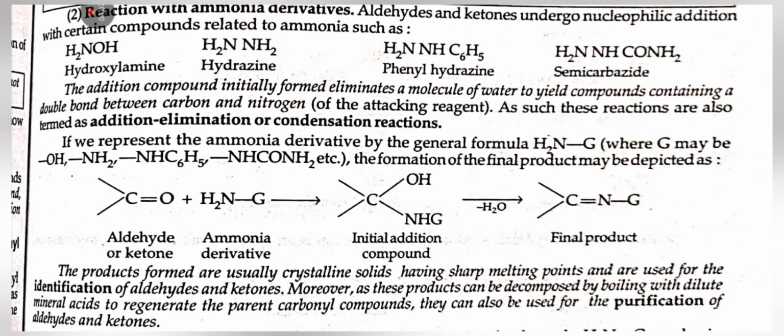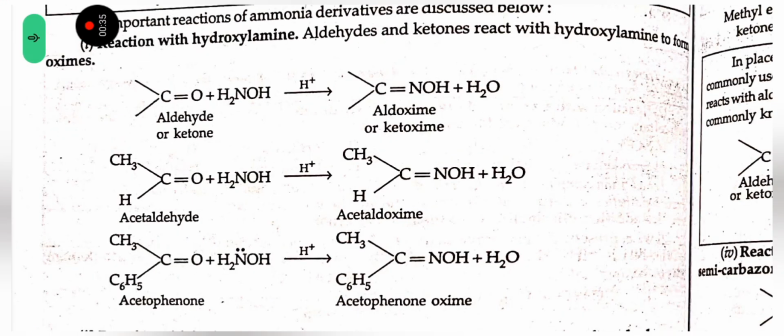The products formed are usually crystalline solids having sharp melting points and are used for the identification of aldehydes and ketones. Moreover, as these products can be decomposed by boiling with dilute mineral acid to regenerate the parent carbonyl compound, they can also be used for the purification of aldehydes and ketones. The reactions of ammonia derivatives are discussed below.